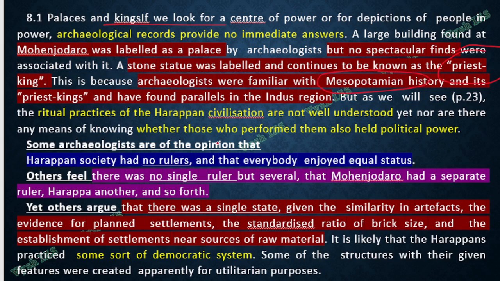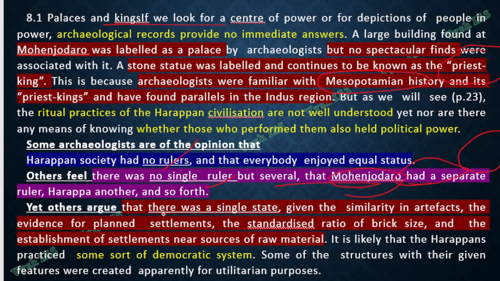And see this, either they had no rulers, meaning there were no rulers in Harappa, everybody had equal status, or there was no single ruler, or they had a group of rulers. You see, several. Mohenjo-daro had a separate ruler, Lothal had a separate ruler, Ropar had a separate ruler. The second conclusion.